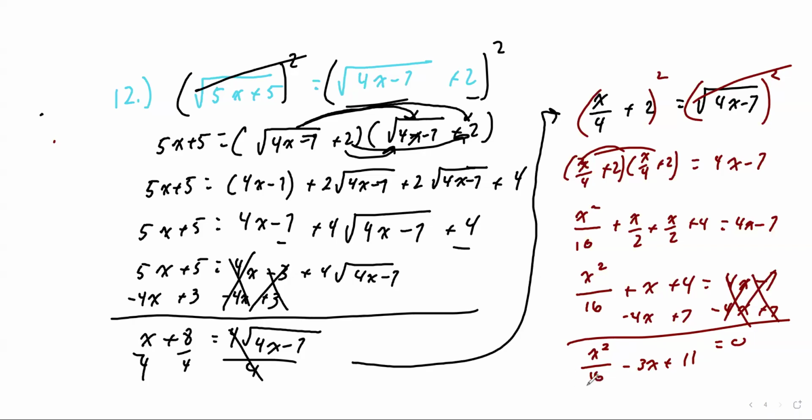I don't want to have to deal with the 16, so I'm going to multiply everything by 16. And when I do that, I get x squared minus 48x. I'll bring out a calculator for this one. 16 times 11 is 176, equals 0. So now I've got to come up with two numbers that multiply to 176 but add up to negative 48.